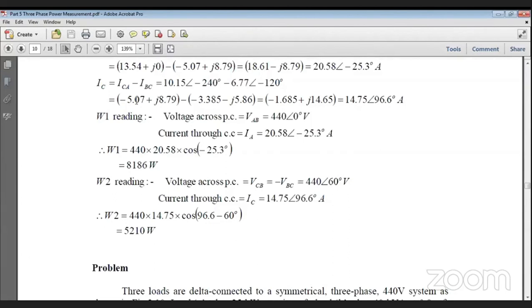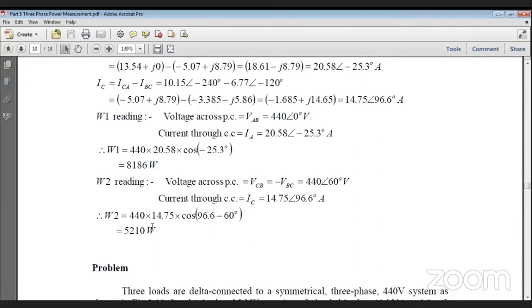Then I see this one. Then you take VCB as this. Then current is IC, so 440 multiplied by 14.75. Then the angle between these two, that is 60 minus 96.6. So that's the power. So basically, let me repeat, how do I solve this problem?